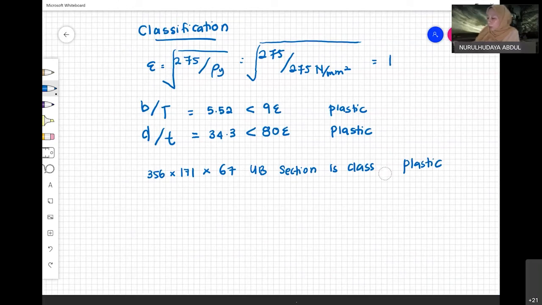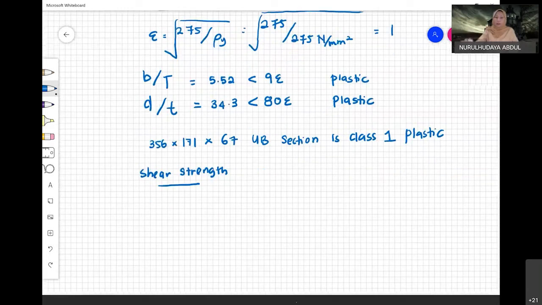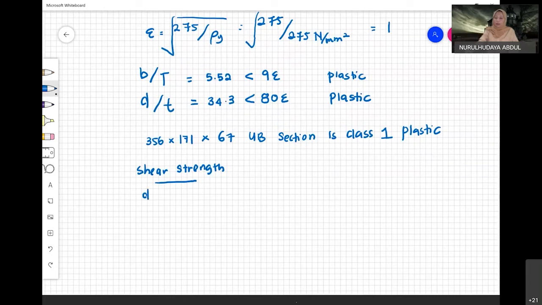So class 1 is plastic, class 2 is compact, class 3 is semi-compact, class 4 is slender. So we've got the classification. Next we can calculate shear strength. We'll start by checking shear buckling first.